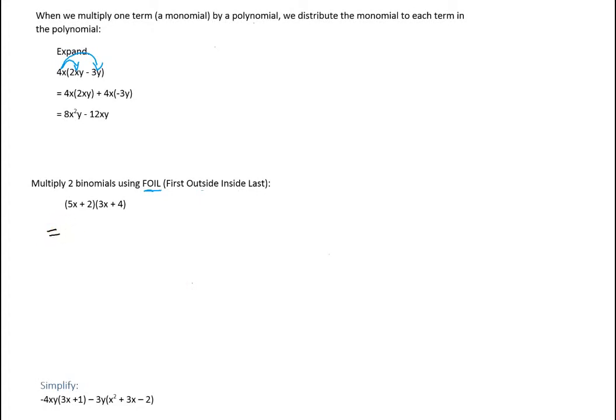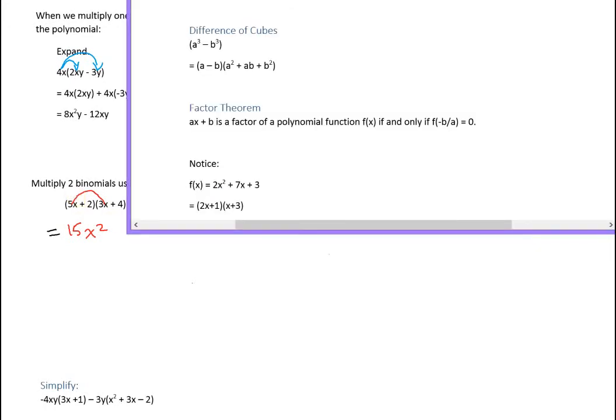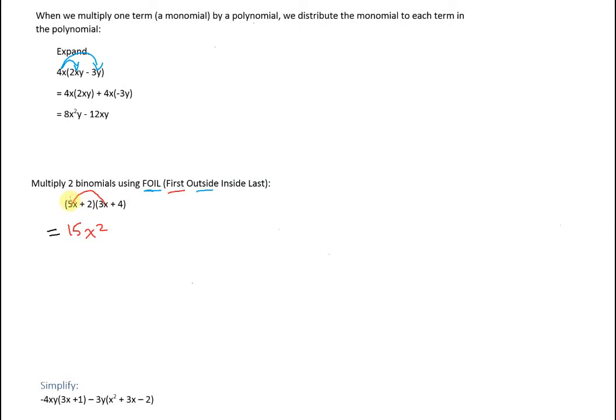Okay, so let's do first. So the first term times the first term gives us 15x squared. Let's do outside. So the outside term and the outside term give us 5x times 4, 20x. Now do the inside terms. So these ones are on the inside beside each other. 2 times 3x is 6x.